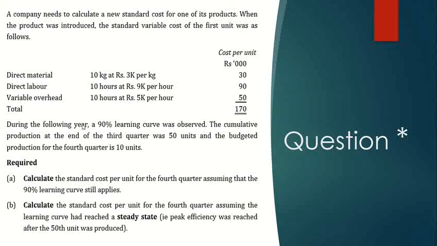So during the following year a 90% learning curve was observed. So they have observed this scenario and they are giving the learning rate as 90%. The cumulative production at the end of third quarter was 50 units and budgeted production for fourth quarter 10 units. Now this is similar to your previous question. End of third quarter our cumulative units are 50, like previous question similar to end of June. එතකොට කලින් ගානේ ජූනි මාසයේ අග මෙතන දීලා තියෙනවා තුන්වෙනි කාර්තුව අවසානයේදී යුනිට් 50ක් හදලා තියෙනවා. හතරවෙනි කාර්තුවට යුනිට් 10ක් එයාලා බජට් කරනවා.